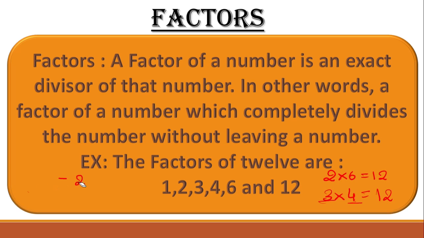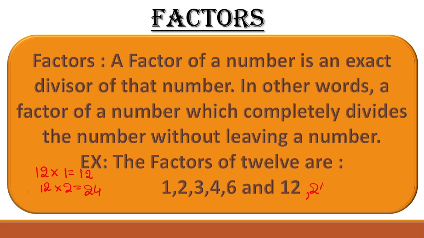And let me tell you that a factor of a number is not more than the given number. Now, if we talk about 12, 12 into 1 is 12, right? And 12 into 2 is 24. So here we got 24. So we can't say the factors of 12 include 24. So 24 is not a factor of 12, right? So factors of a given number are lesser than or equal to the number. Now 24 comes in the table of 12. So we can say 12 is a factor of 24, but 24 is not a factor of 12, right?